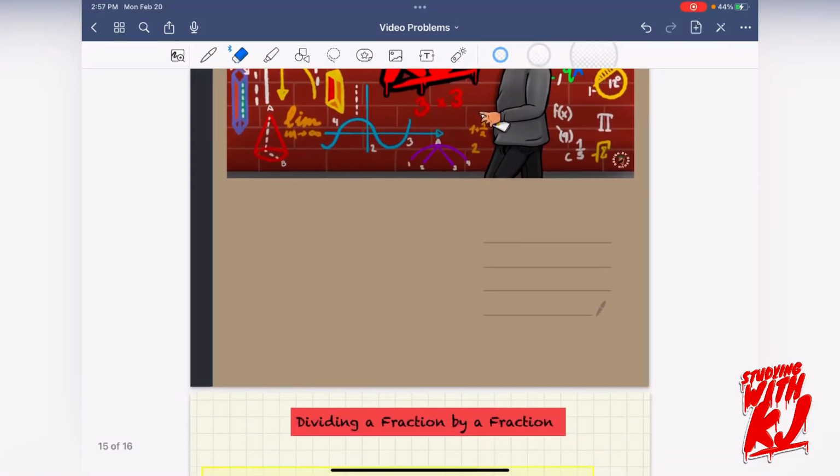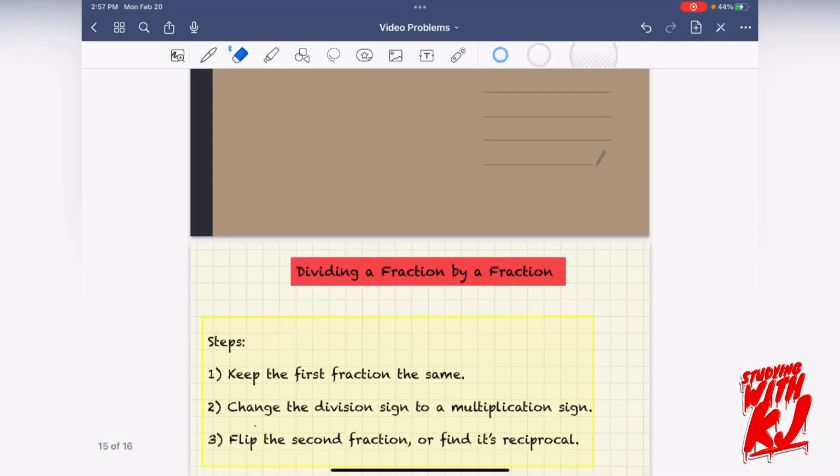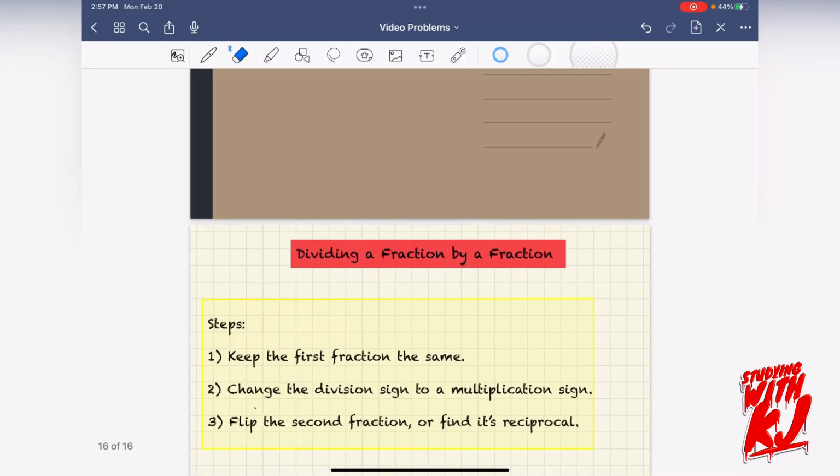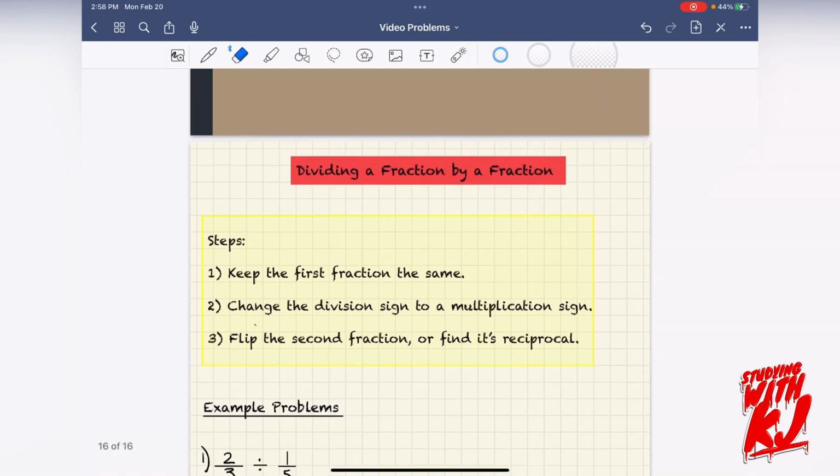Today, we'll be going over dividing a fraction by a fraction. Now, before we get into solving some problems, let's go over the 3 steps needed to solve these type of problems. So step 1 reads, keep the first fraction the same. Step 2 reads, change the division sign to a multiplication sign. Step 3 reads, flip the second fraction or find its reciprocal. So now that we have that out of the way, let's get into solving some example problems.